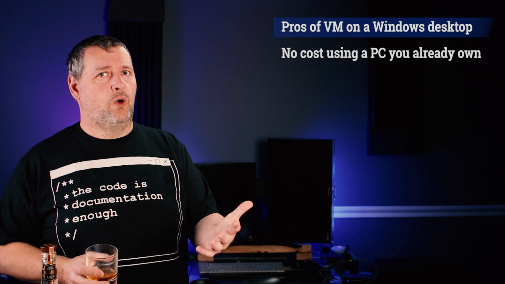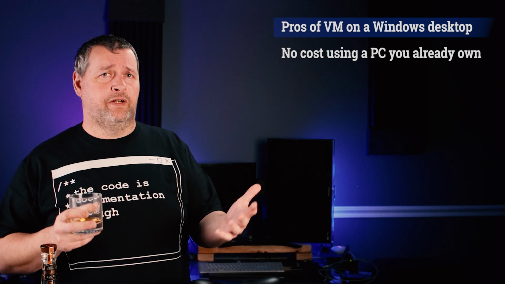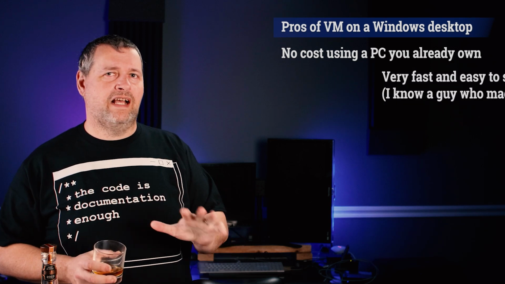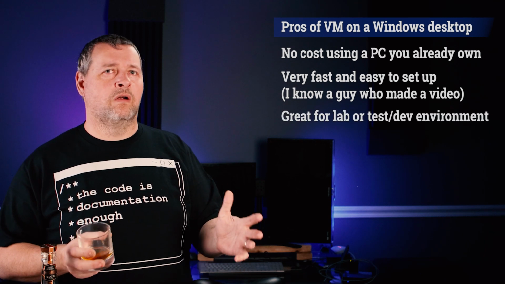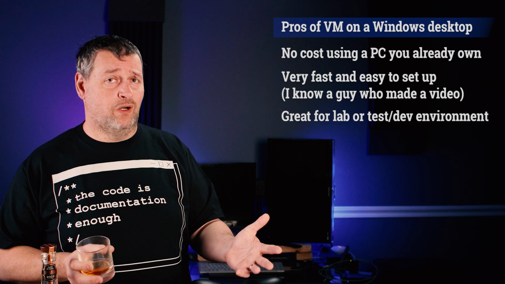Pros. You probably already have a Windows desktop, so it's not gonna cost you anything. Virtualbox is free. Depending on your edition of Windows, you may even have access to Hyper-V as well. It's very fast and easy to get it set up. It's great for a lab environment or when you just want to test something out without possibly messing up your production Home Assistant server. Cons.